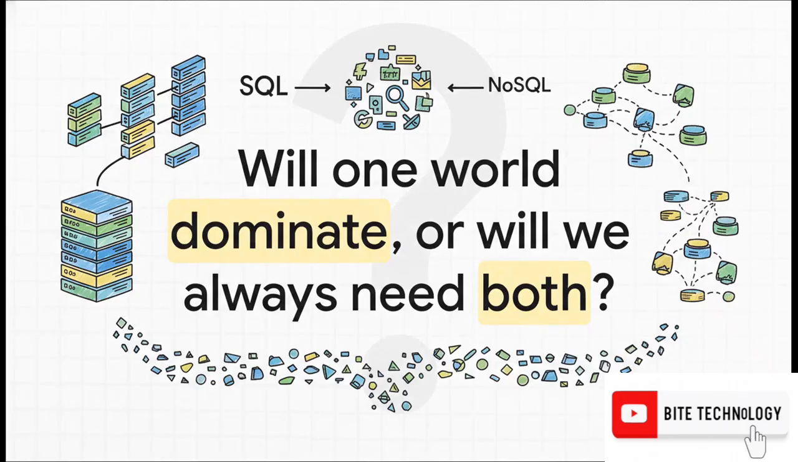So you see, this isn't a story about one technology killing another. It's a story about our digital toolbox getting bigger and more powerful. And as the amount of data in the world continues to explode, the real question isn't which world is going to win. The much more interesting question is, how are we going to keep blending the best of both, order and flexibility, to build whatever comes next?